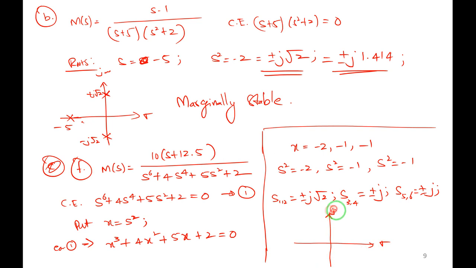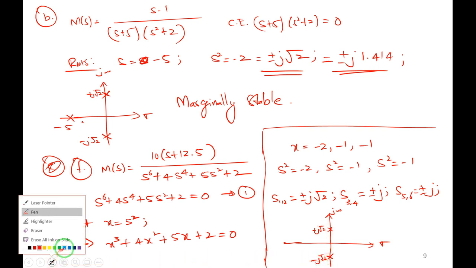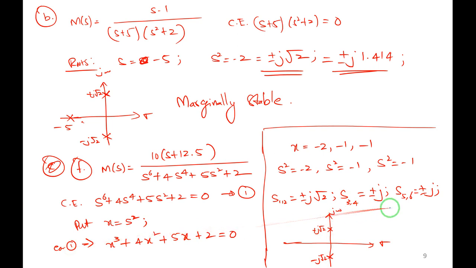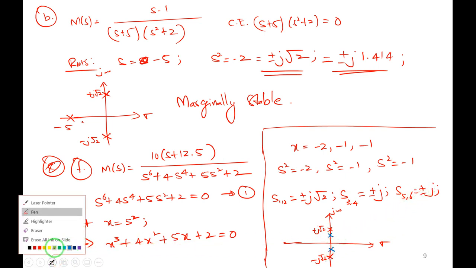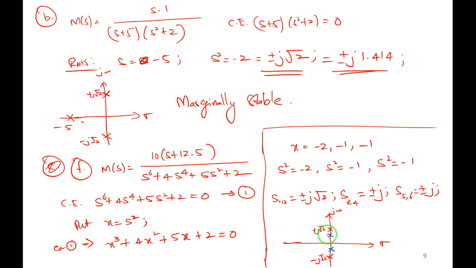Sigma j omega. Plus or minus j root 2, plus j root 2, minus j root 2. Then next, let me change the ink color. Plus or minus j. j means plus 1, right? It will be coming here. Then once again, the roots are repeated, plus or minus j at the same location. Let me change the ink color here. So here only, same thing.